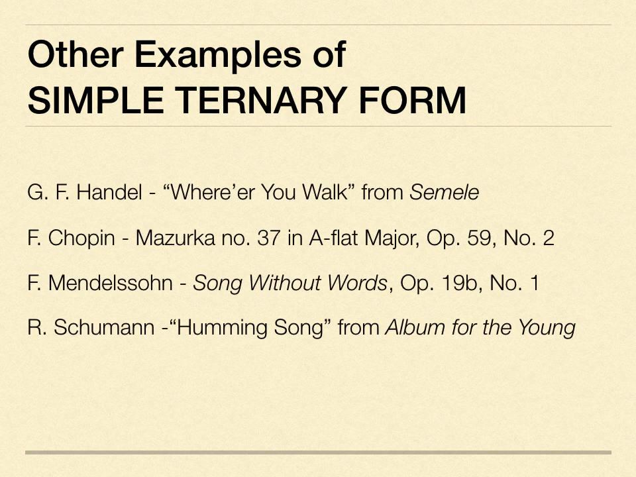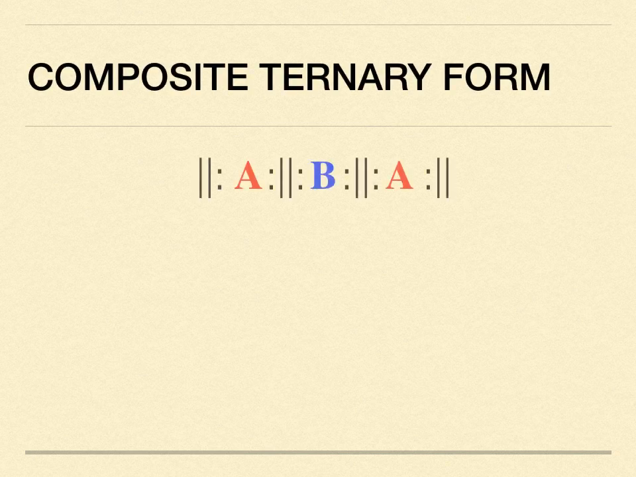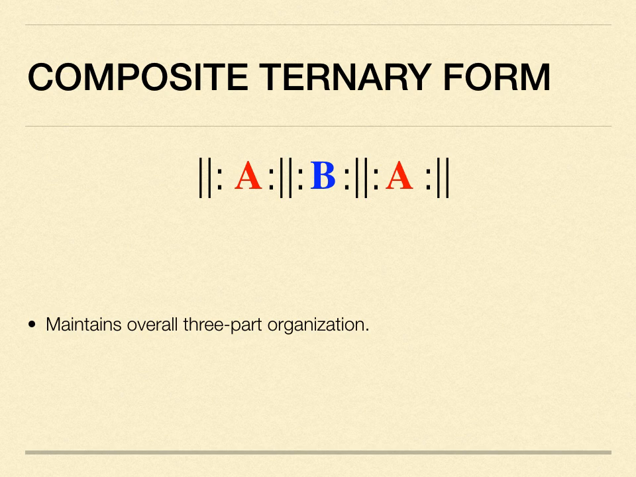Handel, Chopin, and Mendelssohn also wrote simple ternary forms. Finally, we come to composite ternary form, which is similar to simple ternary in that it maintains an overall three-part structure. However, it is different from simple ternary form in that each section is itself a binary form.